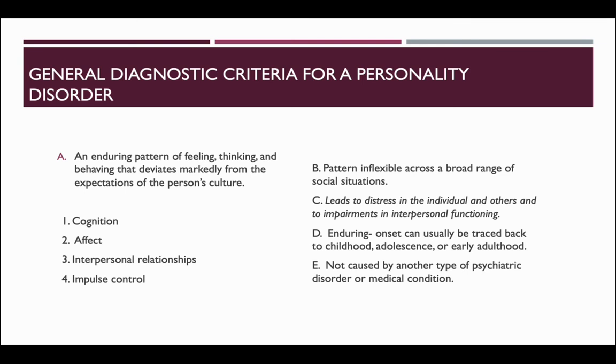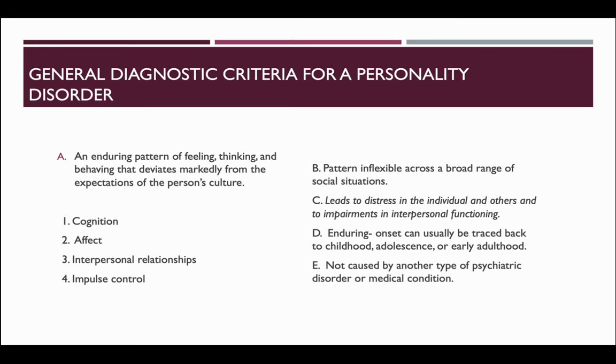First, it is an enduring pattern of feeling, thinking, and behaving that deviates from the expectations of a person's culture, and that manifests in at least two of the following areas. Cognition, which is the way of perceiving and interpreting self, other people, and events. Affect, so emotional range, intensity, volatility, and appropriateness of emotional response. Interpersonal relationships or impulse control. So this pattern would have to be manifested in at least two of those areas.